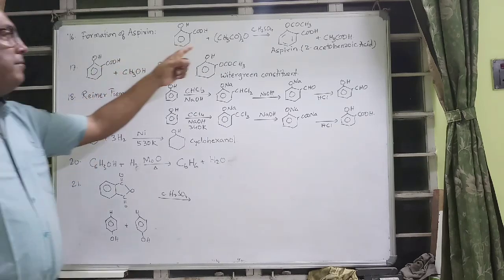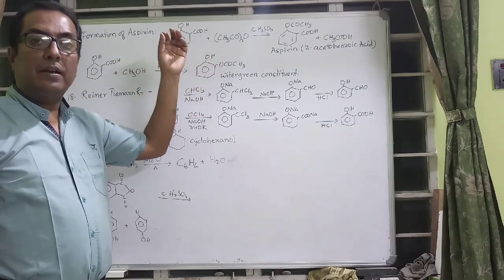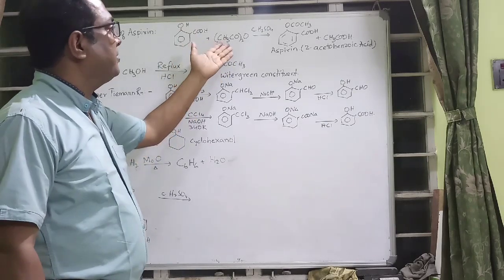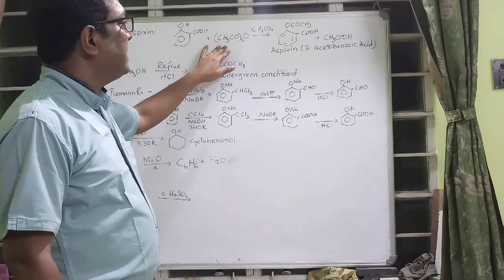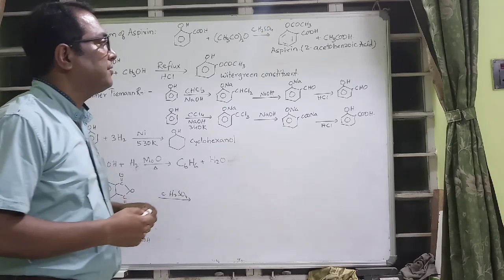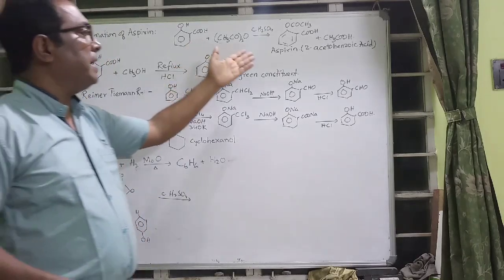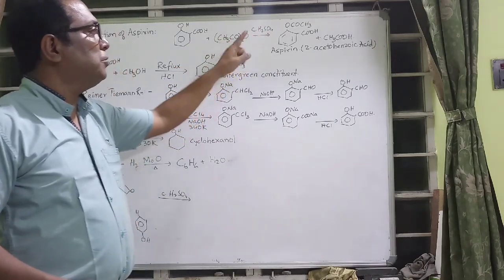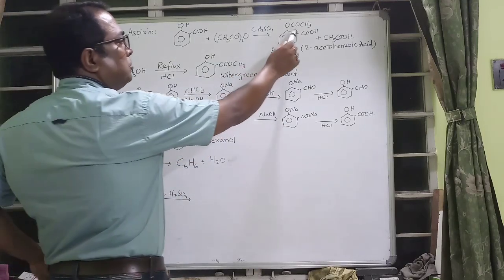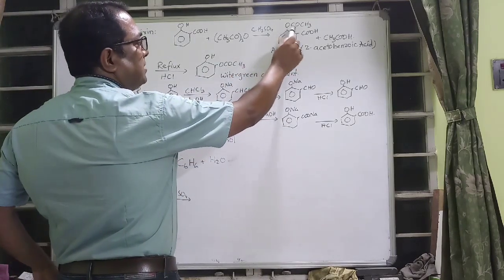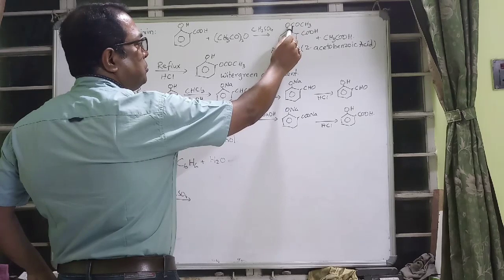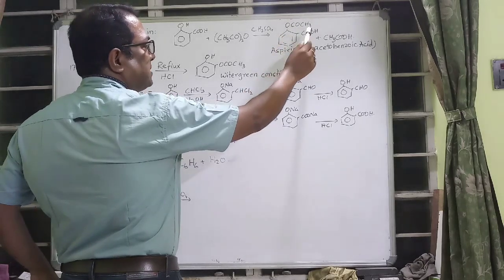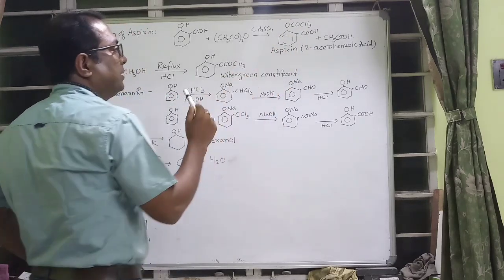Salicylic acid, when we treat it with acetic anhydride in the presence of concentrated sulfuric acid, makes 2-acetoxybenzoic acid, which we call aspirin.